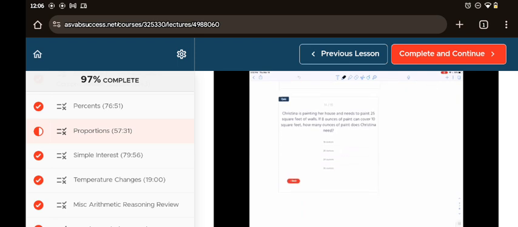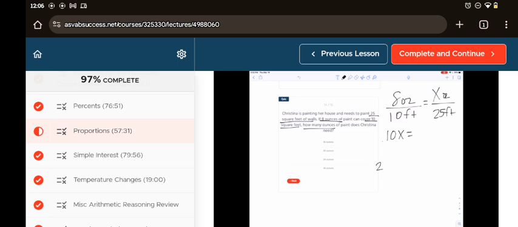Number 14 says, Christina is painting her house and needs to paint 25 square feet of walls. If 8 ounces can cover 10 square feet, how many ounces of paint does Christina need? So we have 8 ounces is equal to 10 feet. And we need 25 feet done. So how many ounces is that? So 10 times x is 10x.